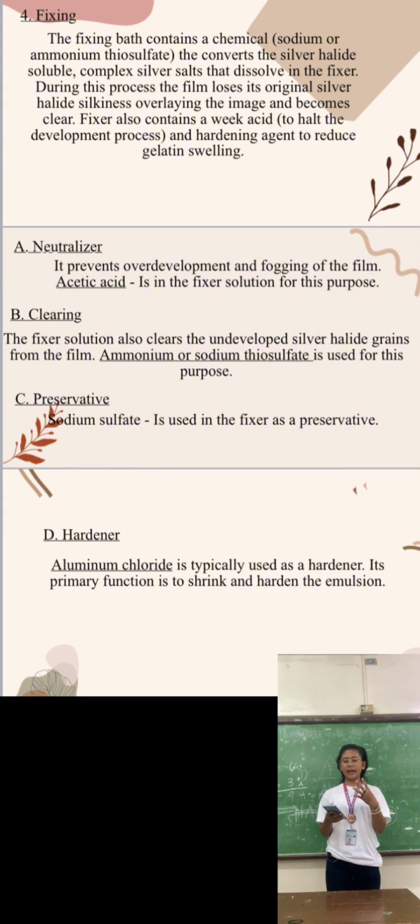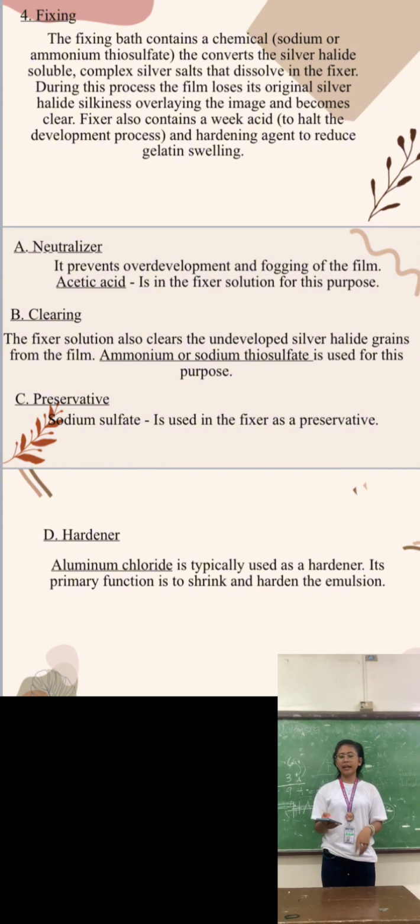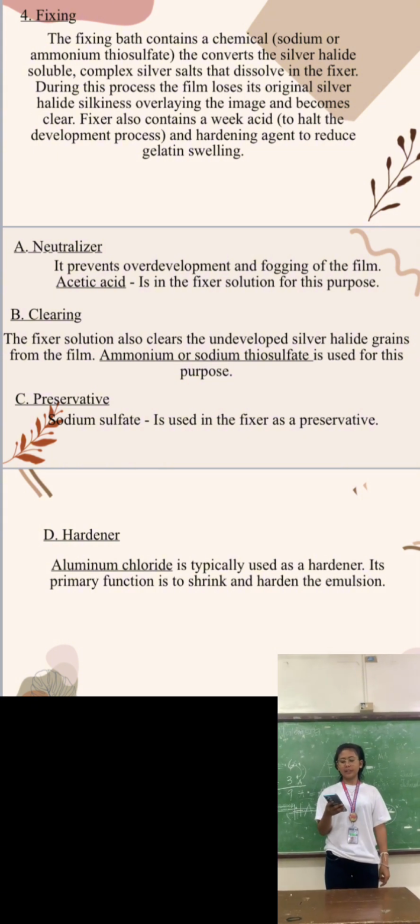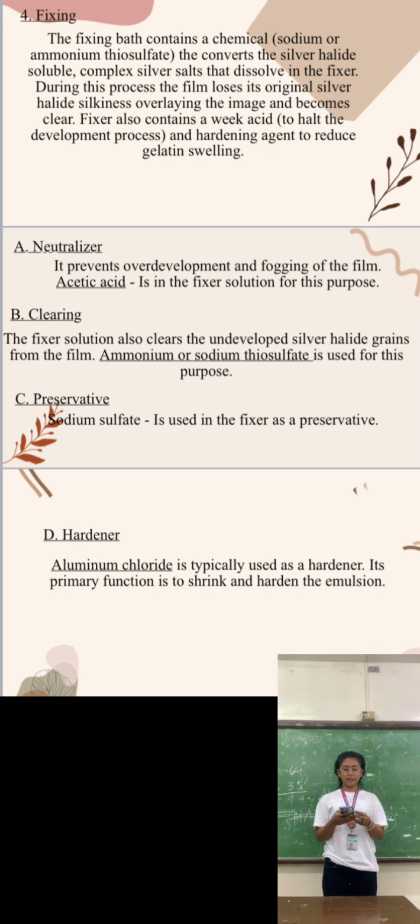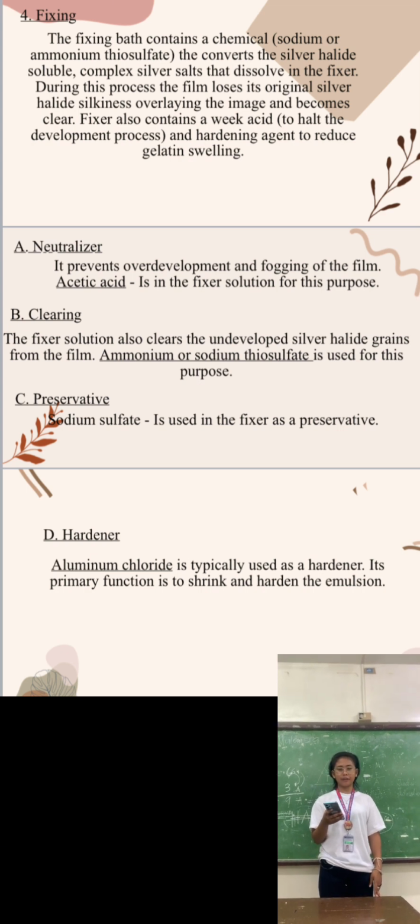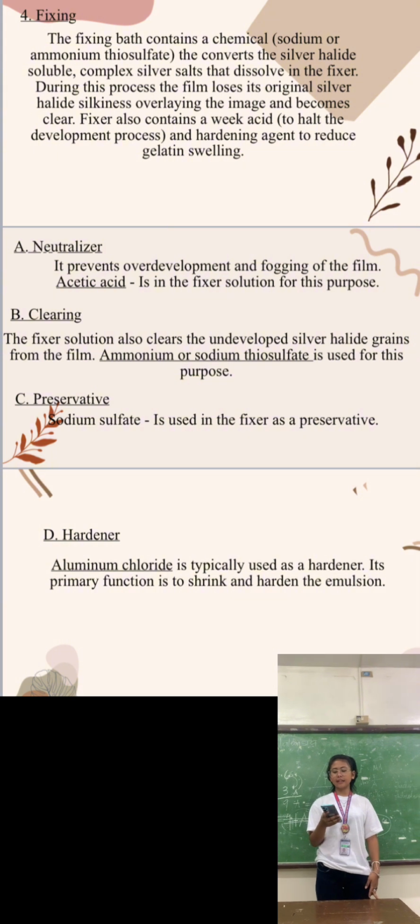My topic is fixing. There are four kinds: the neutralizer, clearing, preservative, and hardening. Neutralizer. It prevents overdevelopment and fogging of the film. Acetic acid is in the fixer solution for this purpose.